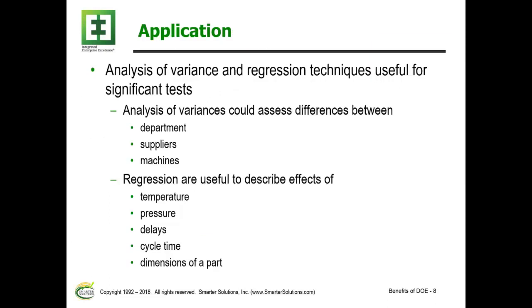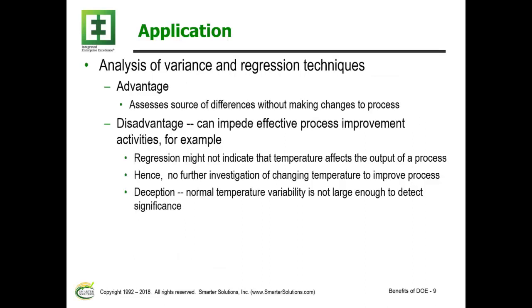So analysis and various regression techniques are useful. We can analyze variances. Through analysis of variance, we could assess differences between departments, suppliers, machines. In regression, we can look at temperature, pressure, and so on. But these look within the certain boundaries of what's happening right now, and I call that passive analysis. So the advantage of analysis of variance and regression techniques is we can actually look at the actual data without making any changes to the overall process.